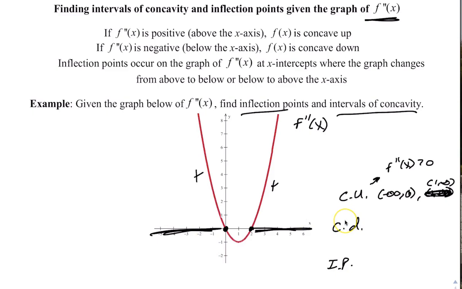Concave down, right? Same idea. Look at the definition. Concave down is when the second derivative is less than 0. You have them in your definitions. So you have the second derivative. Where's it less than 0? Right here. So from 1 to 2.